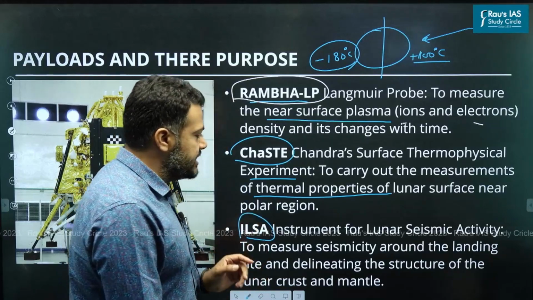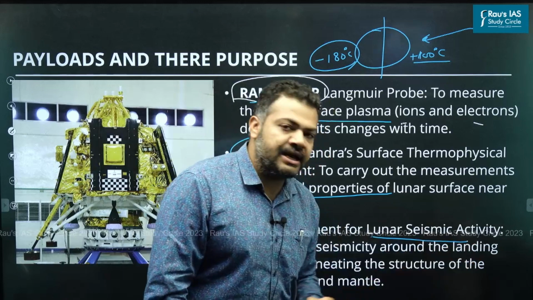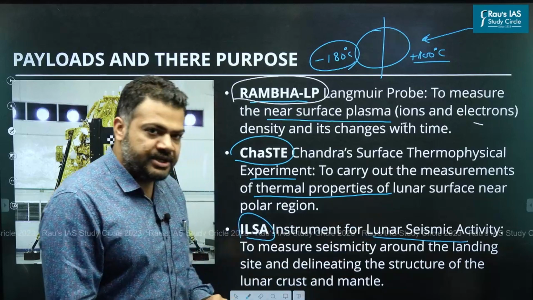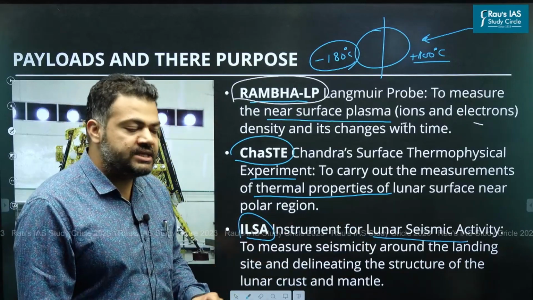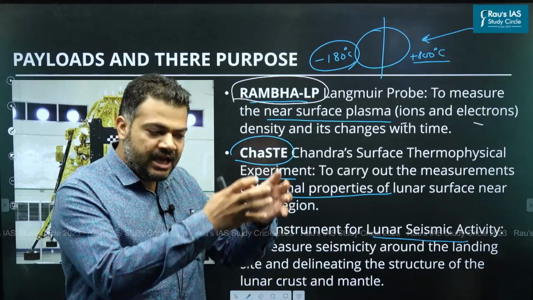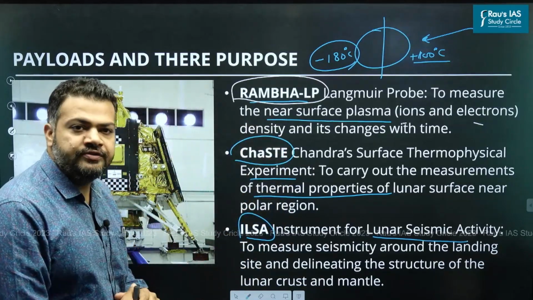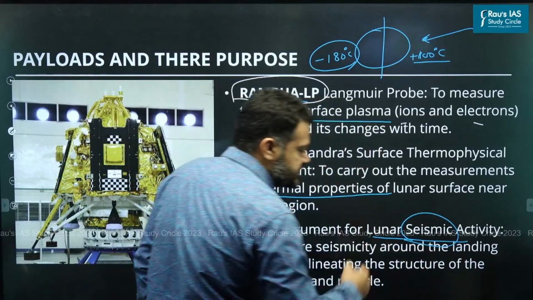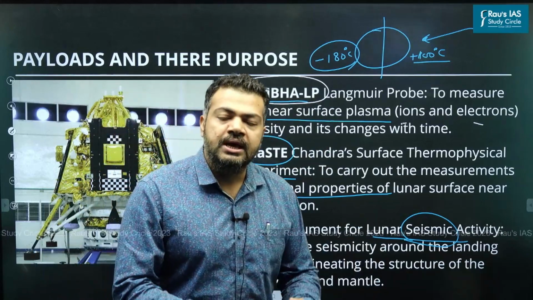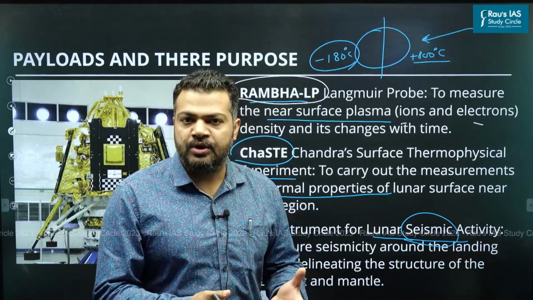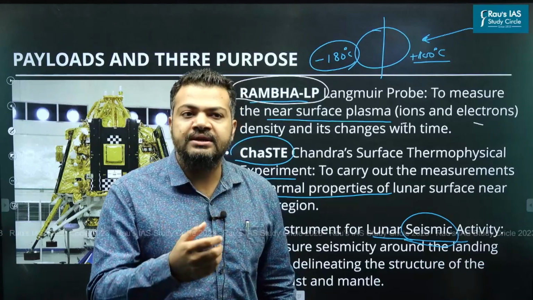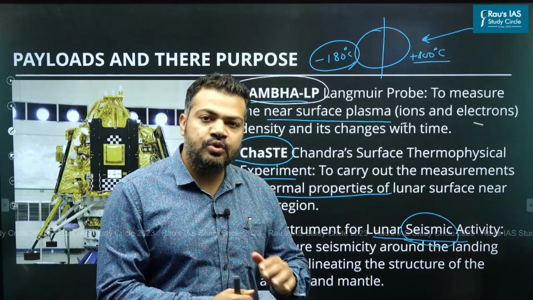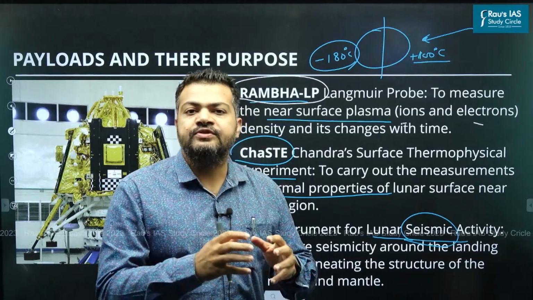Then we have ILSA. ILSA is another payload attached to the lunar landing probe, the Instrument for Lunar Seismic Activity. Here we have simply taken a seismometer and deployed it onto the surface of the moon. A seismometer or a seismograph will be able to find out what the internal structure of the moon is made up of. So far, we have only speculated that the internal structure of the moon may contain a core like planet Earth, but we have no idea how exactly the inside of the moon is structured.